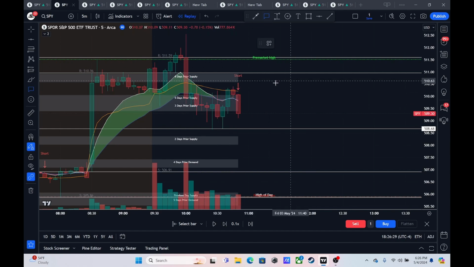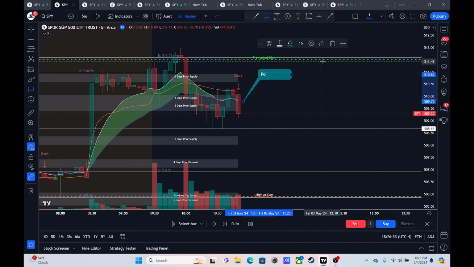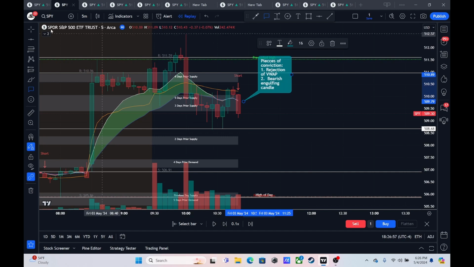So when I'm looking at something like this, the first thing I like to do is simply just mark my pieces of conviction, okay? So what do I see in this trade that I like? Well, number one is a rejection of VWAP, right? And that rejection of VWAP, now this is not exactly an evening star, right? But it's somewhat indicative of an evening star bearish reversal, right? So we have the rejection of VWAP. We have a bearish engulfing candle. Let me expand this to make this easier to read.